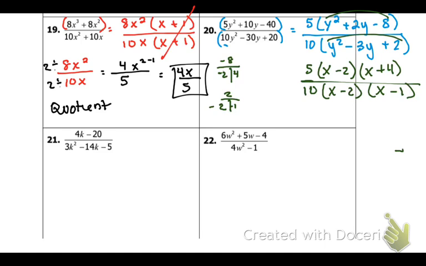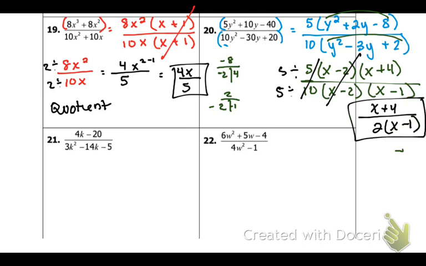Now if you look closely, these cancel out. These do not cancel out, but they do simplify. Okay, so your final answer here would be x plus 4. I don't need the parentheses. So x plus 4 all over, and then we're going to get 2x minus 1. Okay, the 2 is coming from here, the 10 divided by 5.